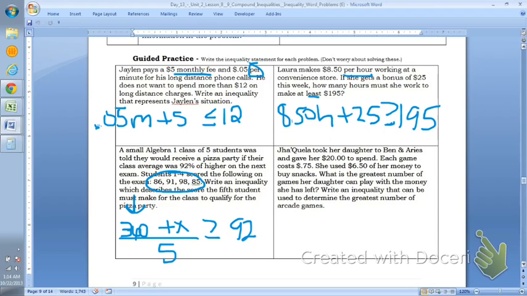The last one, Jaquela took her daughter to Ben and Arish and gave her $20 to spend. That's the most she can spend. That's like a maximum. So at most she can spend is $20. Each game costs 75 cents. So there's that word each. 0.75 for each game. She used $6.50, so that's money that she's already spent. She can't change that, so you just add to that the $6.50. And there's your inequality statement.